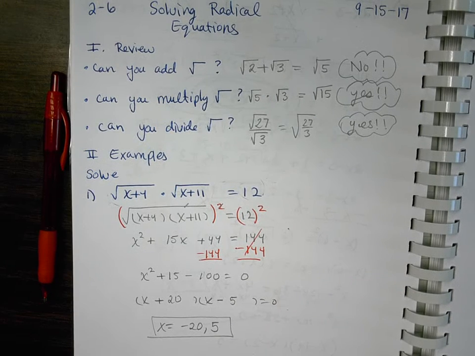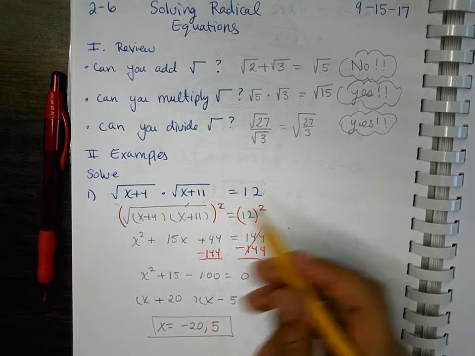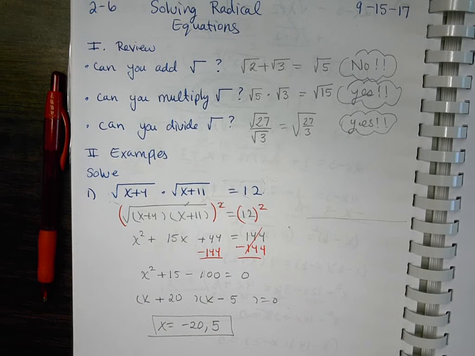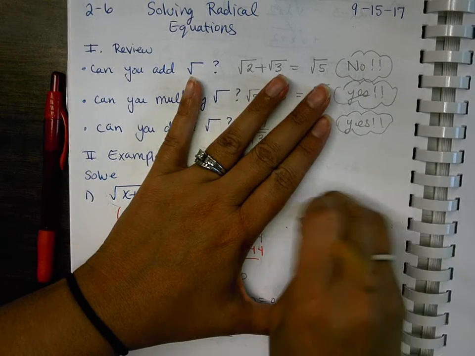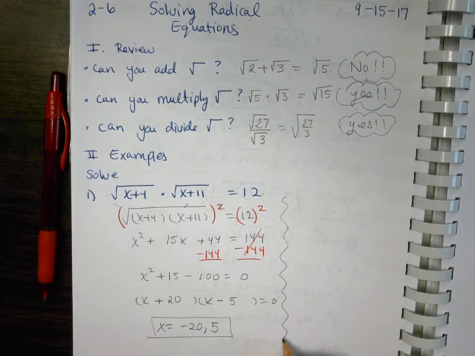Okay, so I was purposely waiting to see if anybody would stop me, and I'm very glad that you did. If I was taking the test and I did all this beautiful work, and on my answer line I wrote negative 20 and 5, is there a chance I might get it wrong? Yes. What are those solutions called? Extraneous. When you've done nothing wrong in your work, but the solutions just don't work.